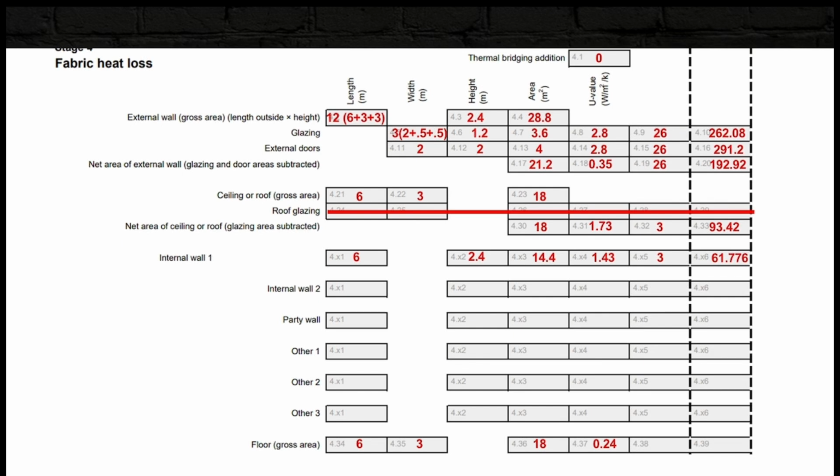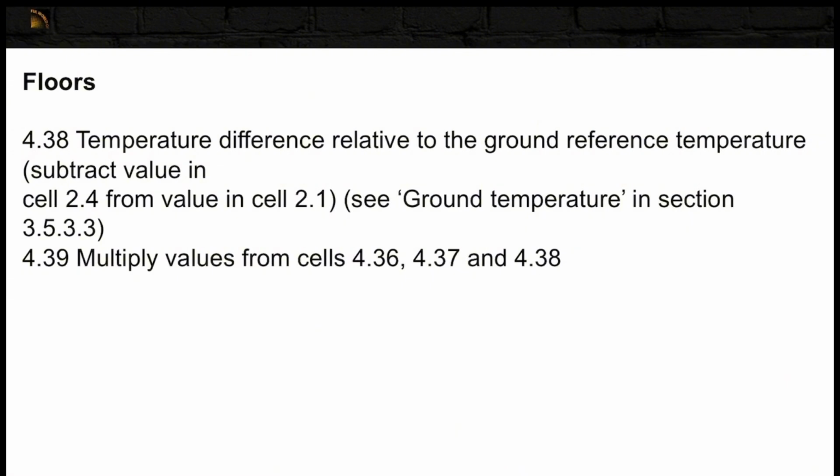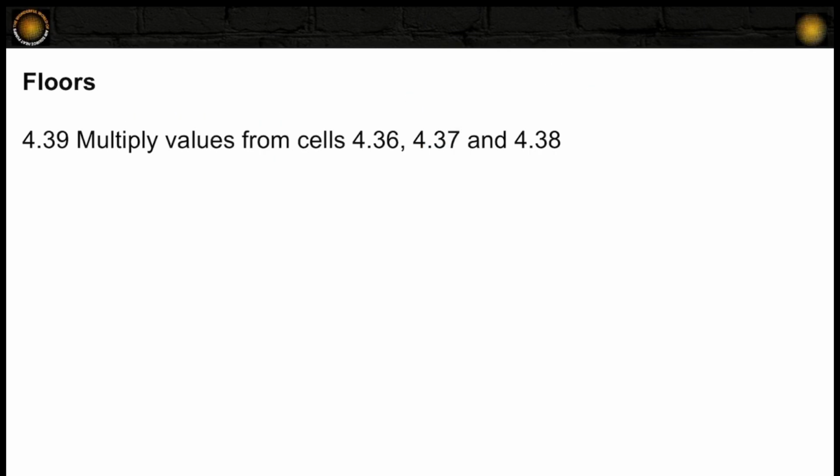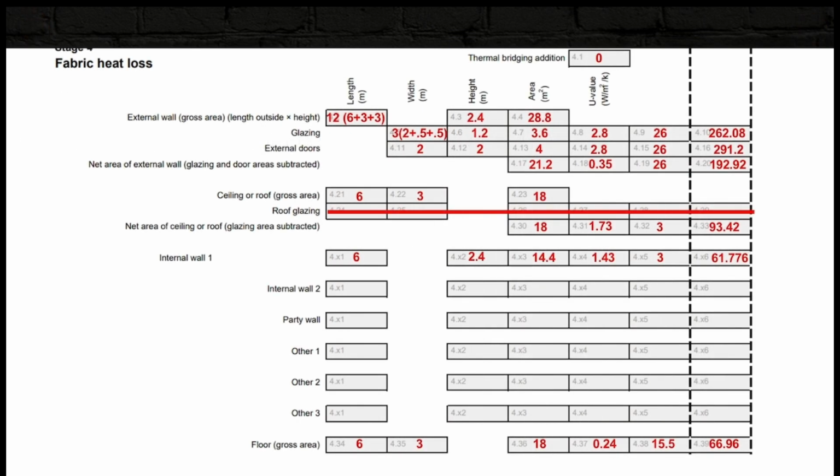So our target delta T will be the 21 degrees indoors, and the differential between the ground temperature, which from stage 2 was 5.5 degrees. So therefore, our temperature differential is 15.5 degrees. We then take the 18 square meters, multiply it by 0.24, and then by the 15.5 delta T, and that gives us an energy loss through the floor of 66.96 watts.